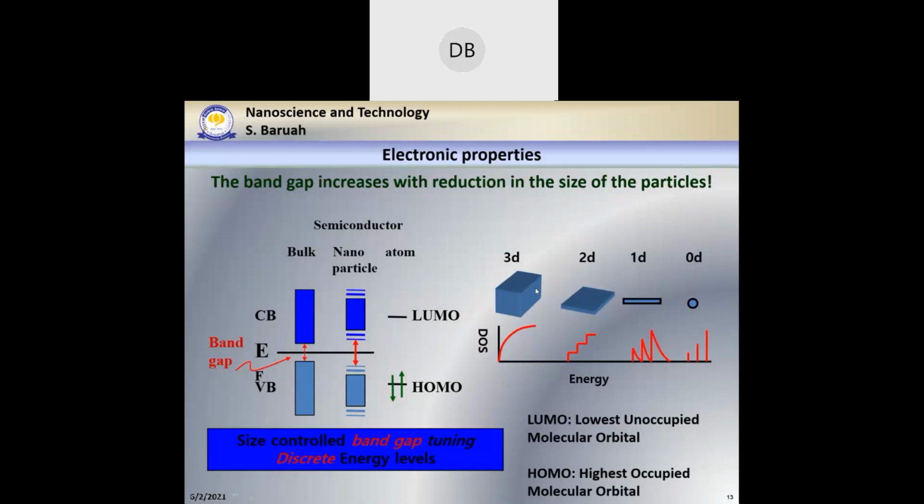Now, let's try to understand how the variation in the density of states takes place. If it is a bulk material, this is the energy plot. That means energy increases this way. If you look at the density of states, as the energy is increasing, the density of states is gradually increasing.